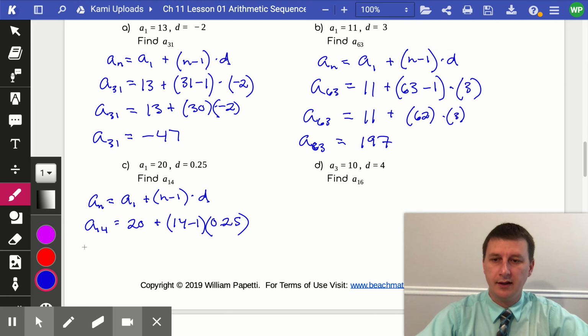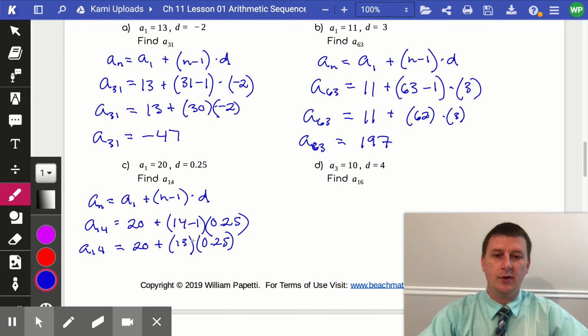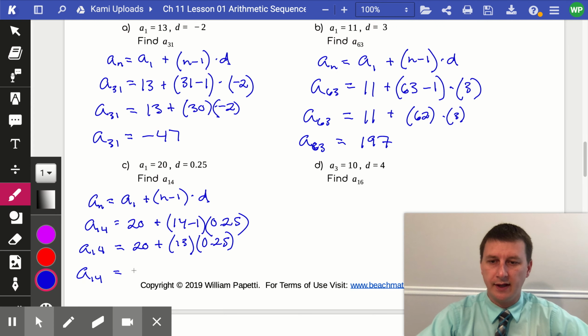All right. A sub 14 is going to be 20 plus 13 times 0.25. And we could simplify this all in one step. 13 times 0.25 would give us 3.25, plus 20. It's going to give us 23.25.